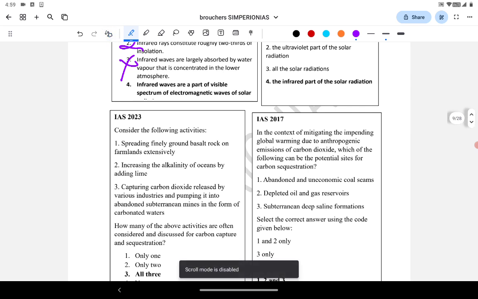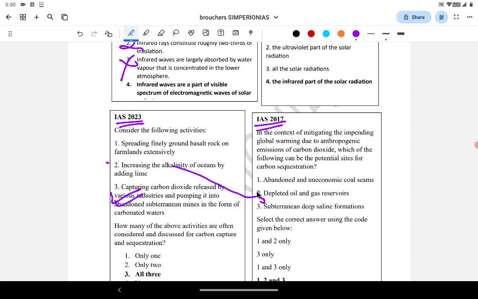This particular question is on carbon sequestration, asked again in 2023. The same question was asked in 2017: what are the ways in which you can do carbon sequestration? They are given: abandoned and uneconomic coal seams, depleted oil and gas reserves, subterranean deep saline formations. Capturing the carbon dioxide released by various industries and pumping it into abandoned subterranean mines in the form of carbonated water.